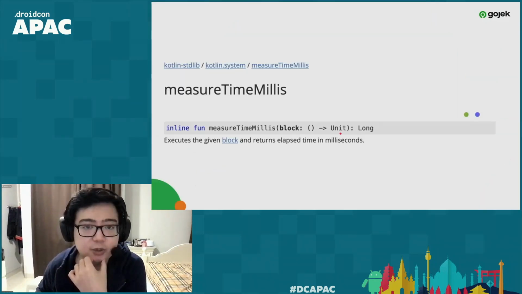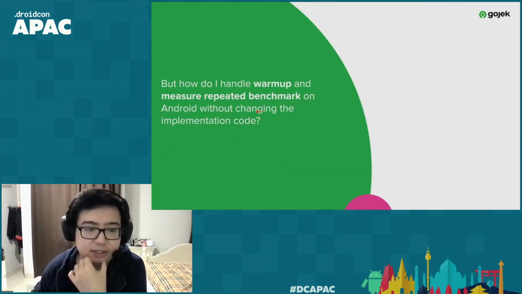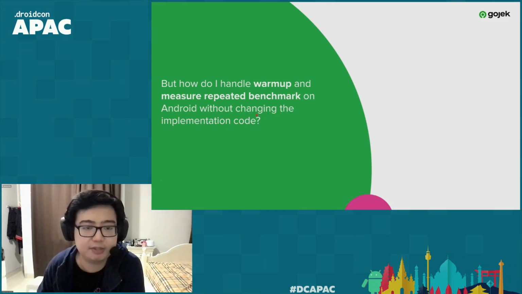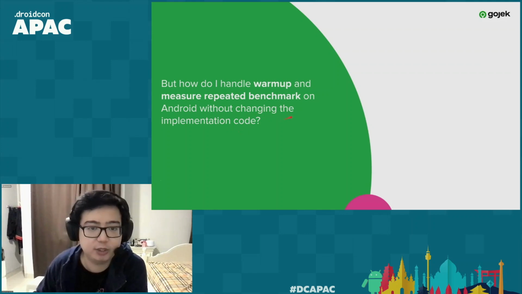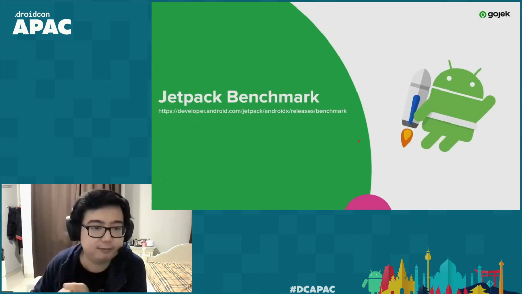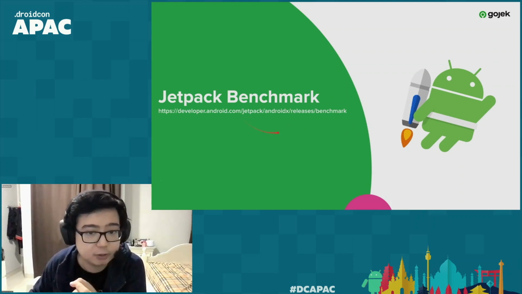So yeah, how do we do it without changing the implementation code? It's impossible for us to run the code multiple times in production, right? It will give a bad experience for the user. So how do we do it? Here comes the Jetpack Benchmark, a library from Google itself. So let's have a quick start here.